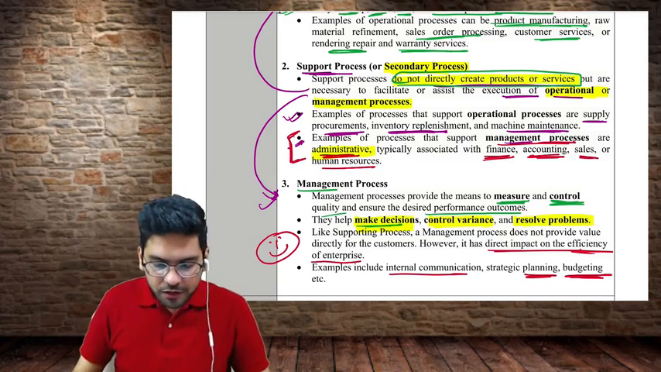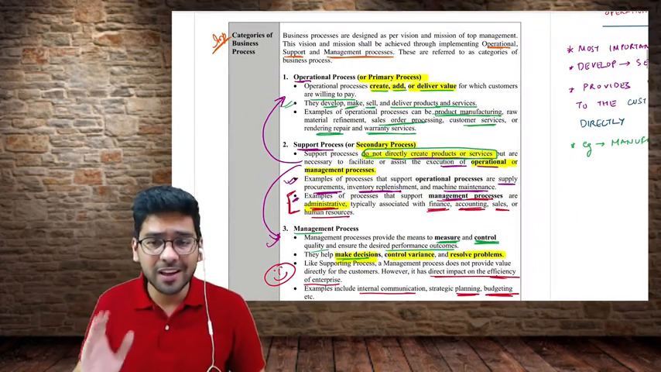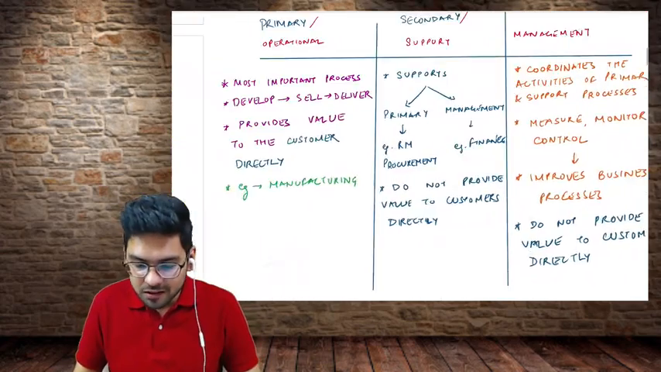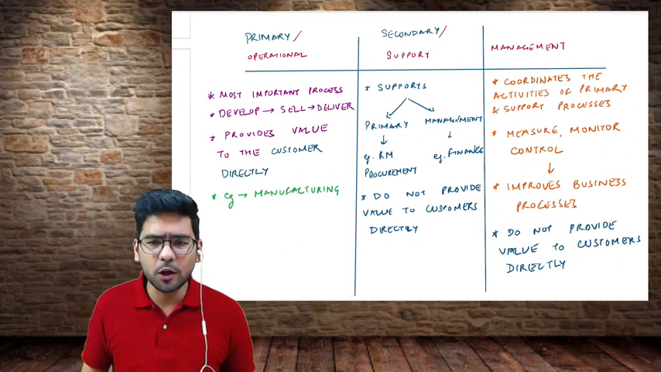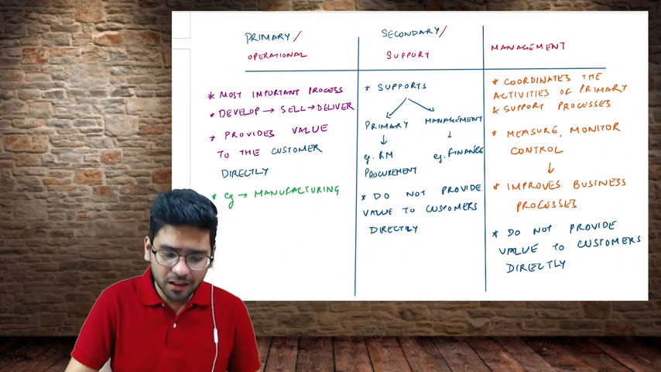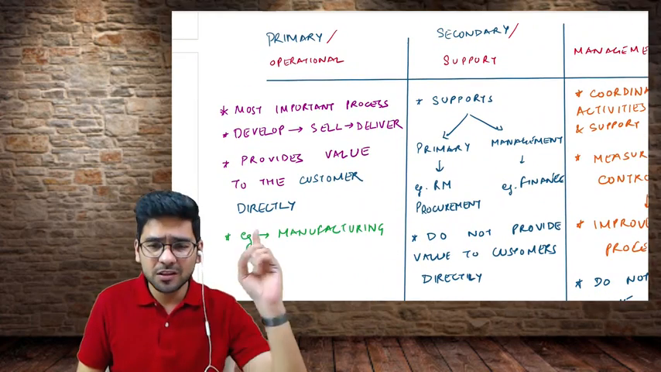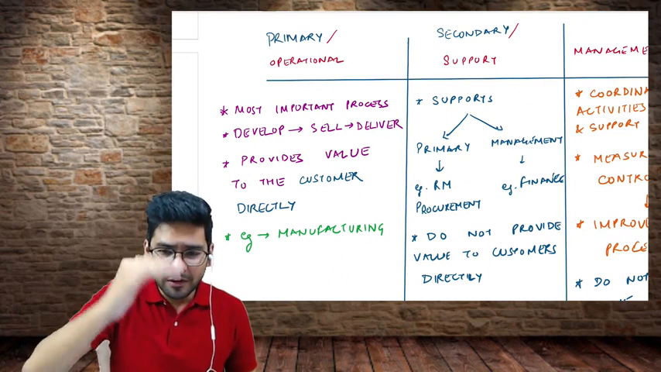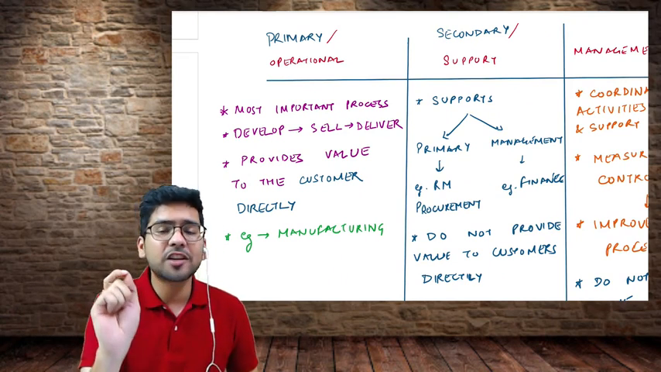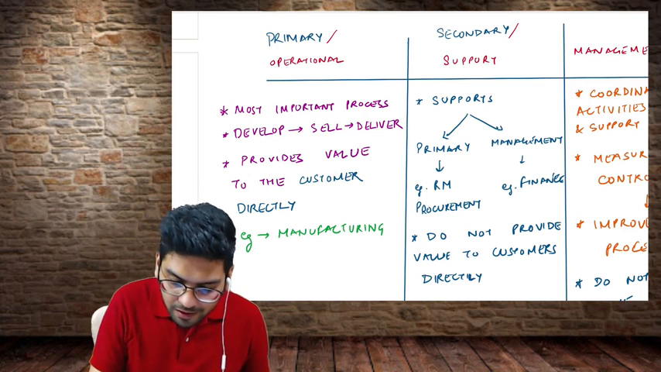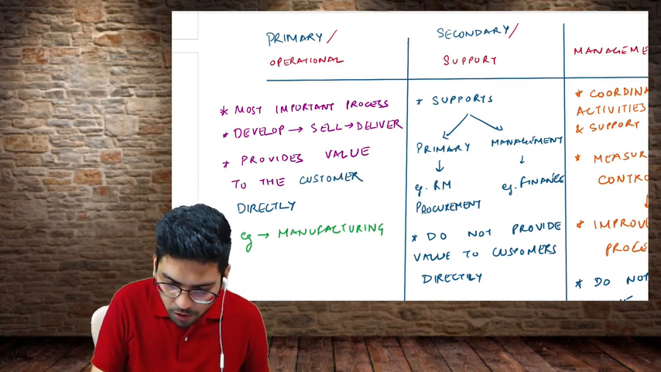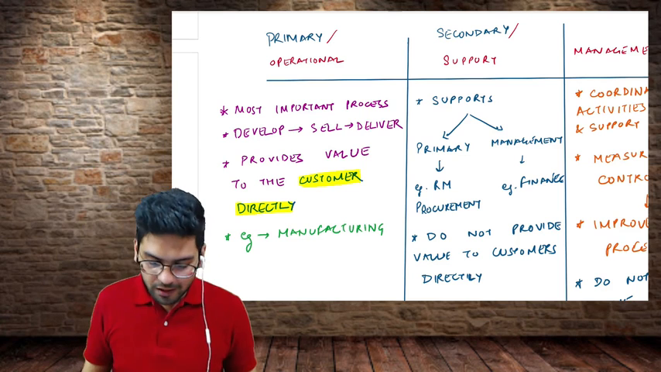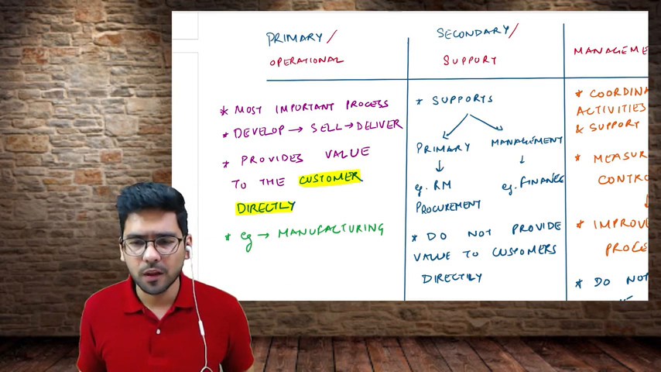With this, we are done with the 3 categories of business process. A really very important question, and for your understanding I have again summarized this into a chart here. Just go through it very quickly. Operational process, another name for it is primary process, and I've mentioned it is the most important process. It helps to develop, sell and deliver. Three words: develop, sell and deliver. This is a process which provides value to the customer directly. It will be better if I highlight this again: these are the processes that provide value to the customers directly. An example can be manufacturing.